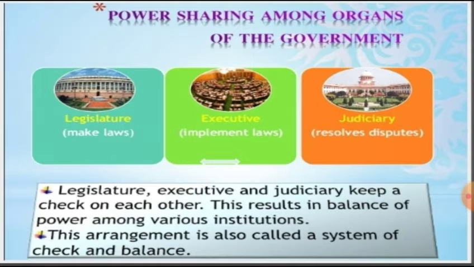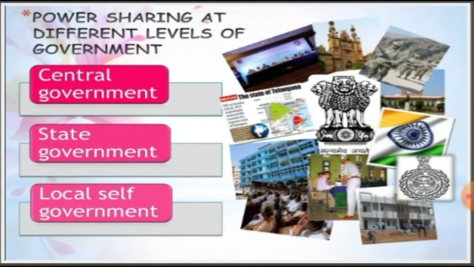So please note that the answer is check and balance. Power sharing at different levels of government: central government, state government and local self-government. These are all concepts we are going to learn in the chapter Federalism. So don't worry, I will explain in a detailed way in the upcoming days.